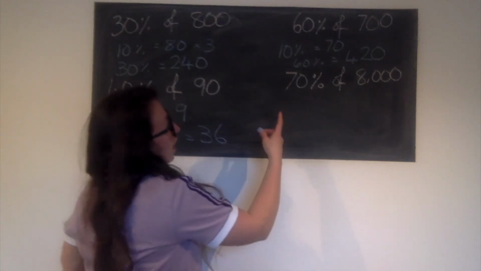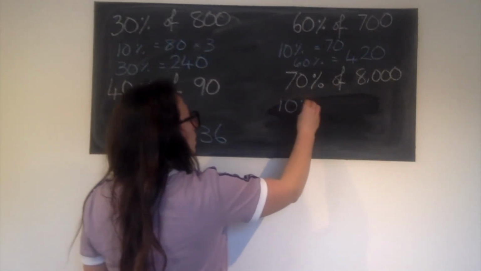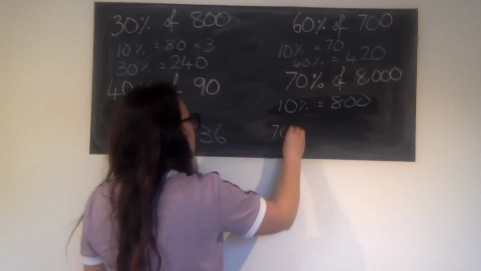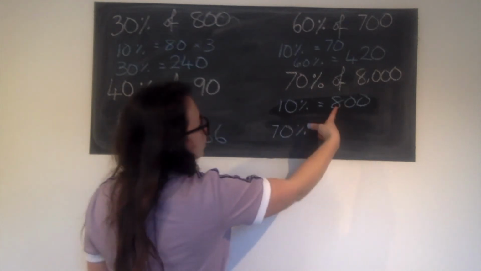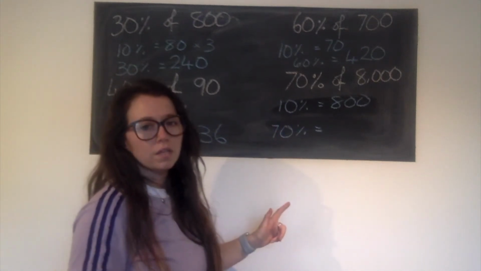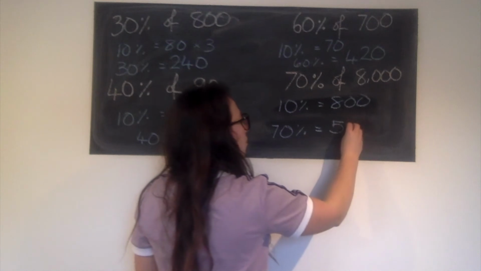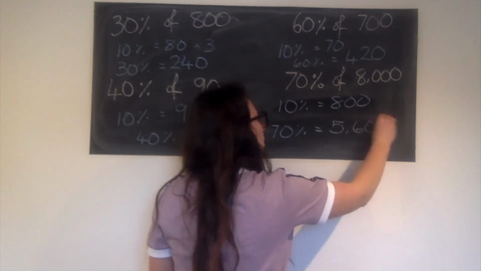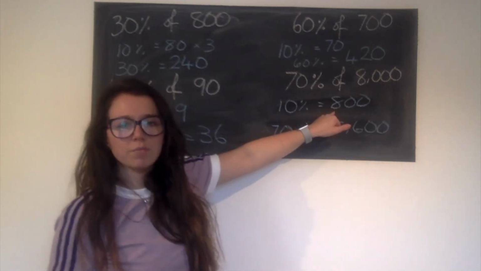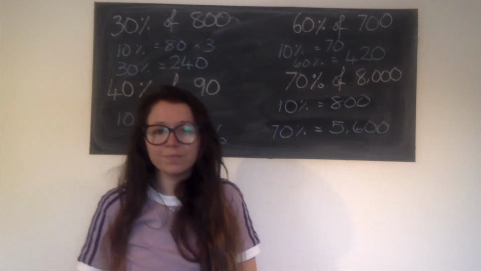And then the last one, 70% of 8,000. So same again, 10% divided by 10 gives us 800. And then 70%, we need to be careful of our place value. So timesing this by 7. Okay, so 8 times 7 gives us 56. But I need 7 lots of that, so it's 5,600. Okay, if you got 560, think, well, it can't be less than 10%, so our answer should be 5,600. Well done if you got those.